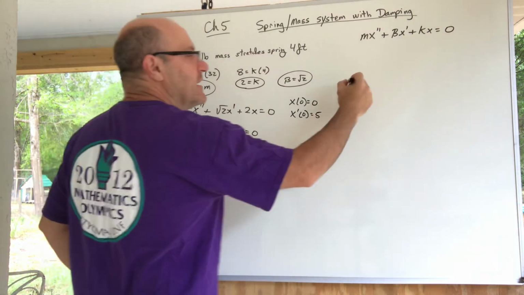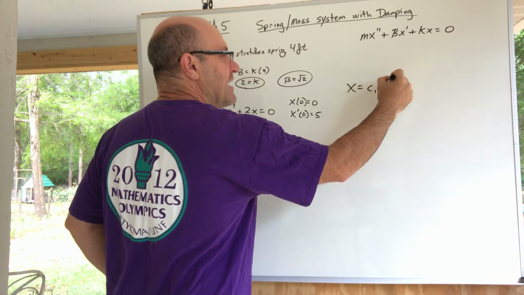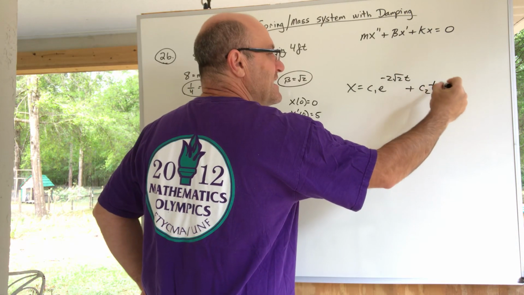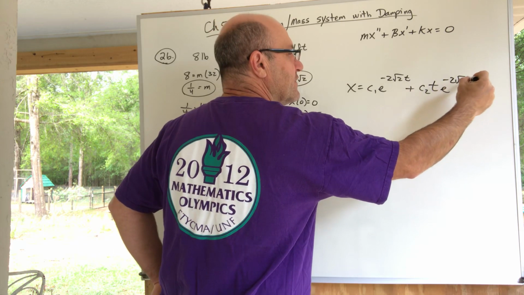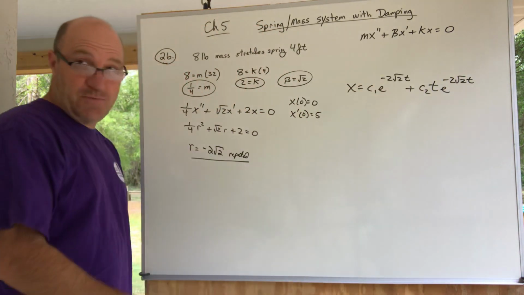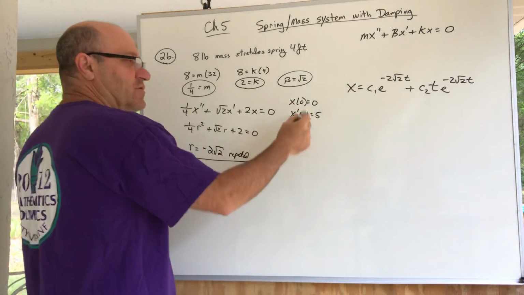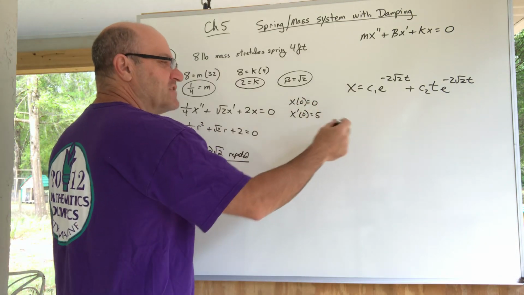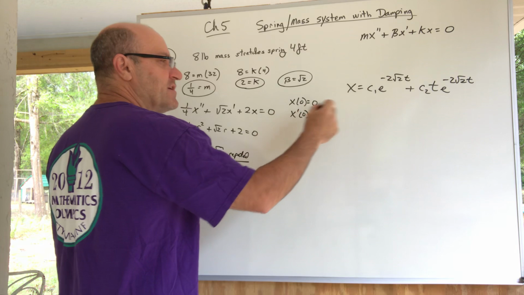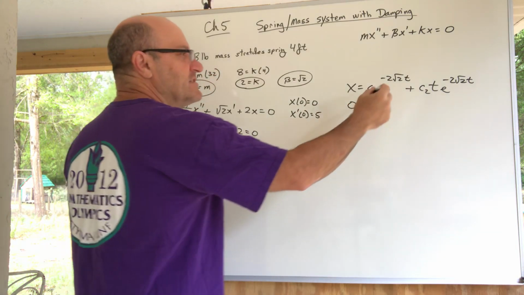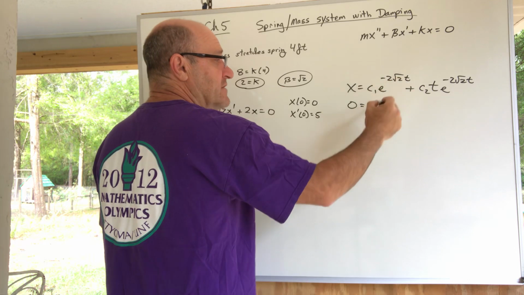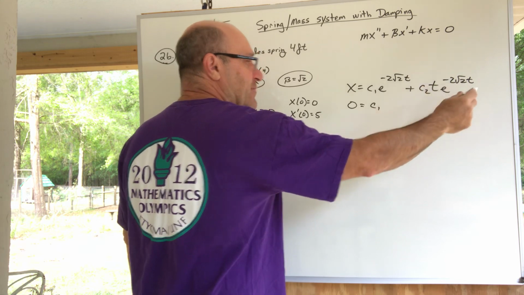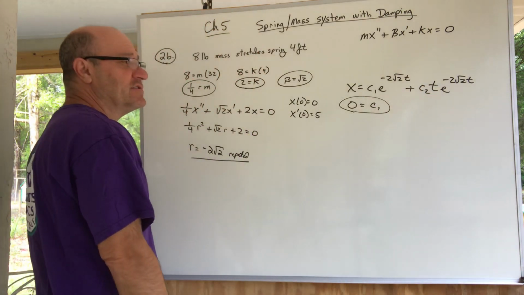So the answer is x equals c1 e to the -2 square root of 2t. Because it's a repeated root, you have to write c2 t e to the -2 square root of 2t. And that's the position equation. With these initial conditions, we can try to find c1 and c2. Let's go ahead. Plug in 0 and we get 0. If you plug in 0, e to the 0 is 1, so there's c1. E to the 0 is 1, but that t is 0, so that zeroes out that term. So very quickly, c1 is 0.